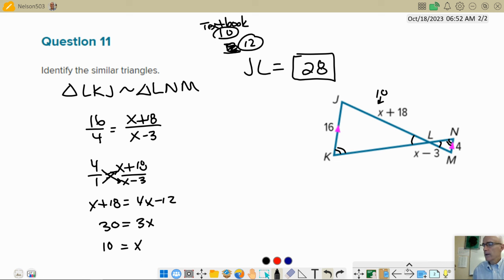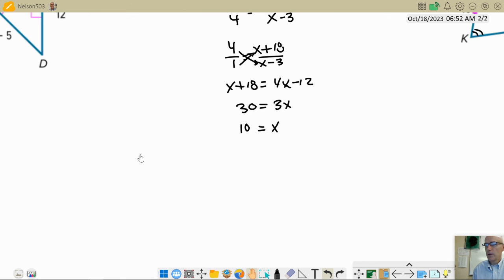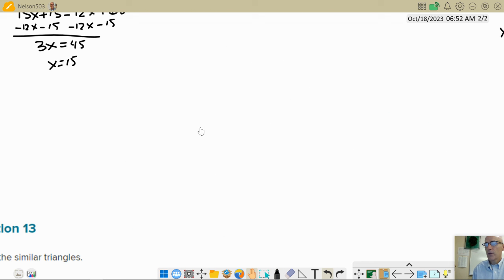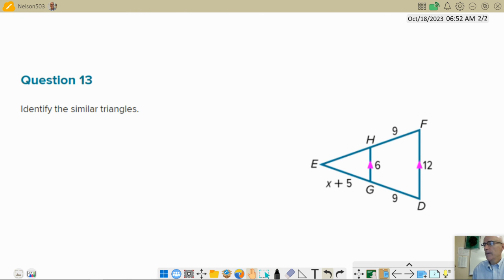All right. Next problem, I keep forgetting that I've organized it all on the same page. So number 13 is right down here.